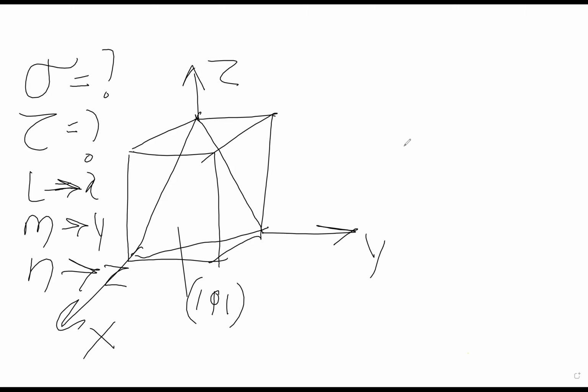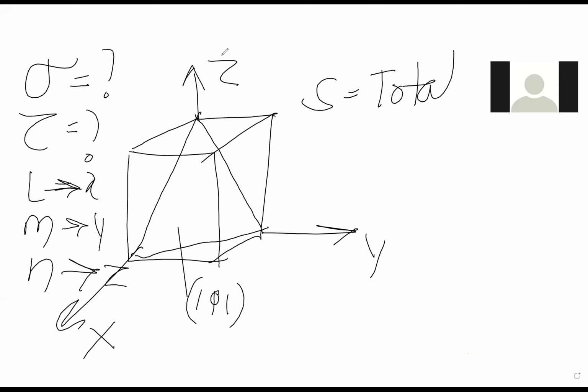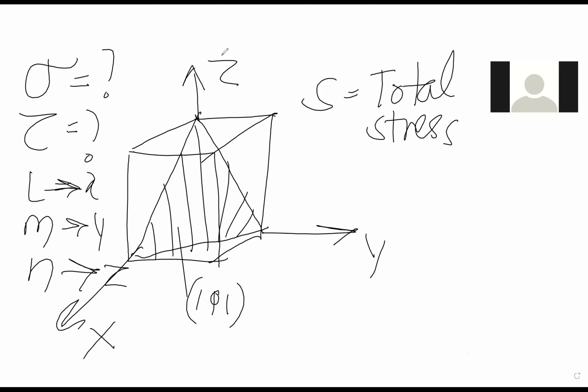Now consider there is a total stress on the plane. Consider S, the total stress on the oblique plane. I'm hatching this plane, we are considering this plane. This is the oblique plane. Now consider S, the total stress on this oblique plane. As we are considering, there is a normal stress and there is a shear stress.